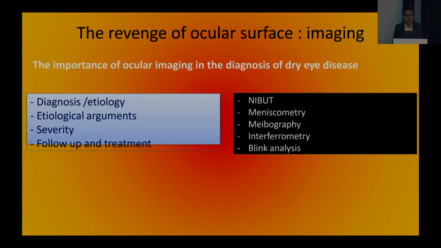Ocular imaging is important; we have already discussed these things: diagnosis, etiological assessment, severity, and follow-up of the treatment.